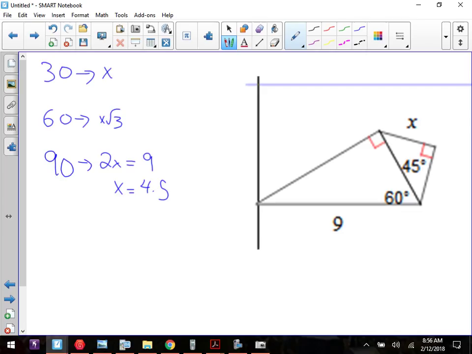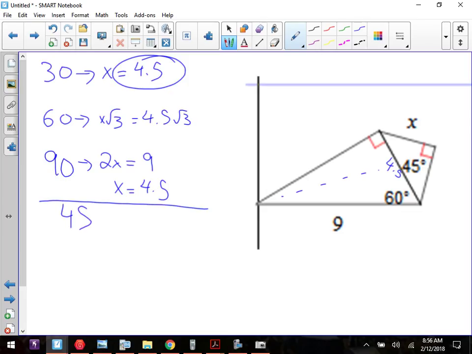So then, everywhere I see an x, I'm going to put a 4.5. And I only need to worry about which angle I need to worry about. The 30. The 30 gets me to the other triangle. Now that value of 4.5 is across from a 90 in a different triangle. It's across from a 45, 45, 90.